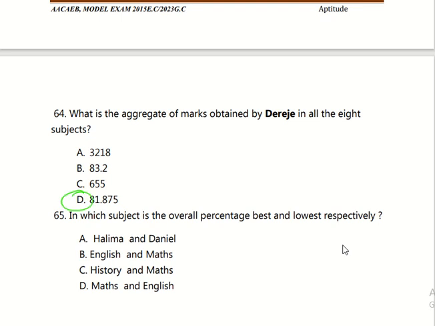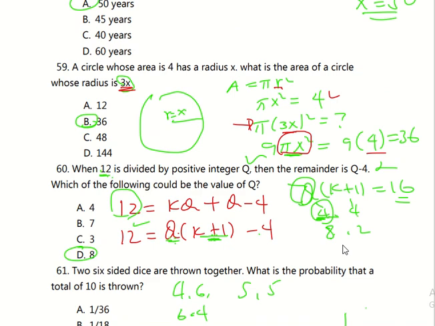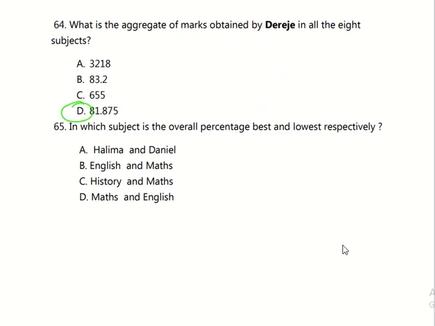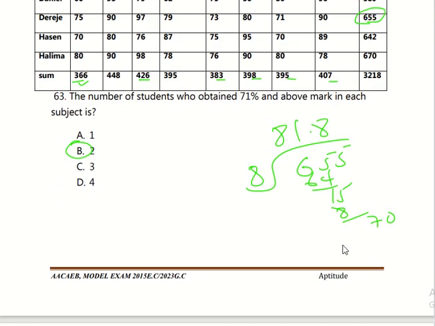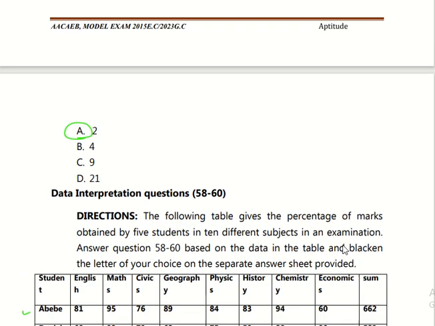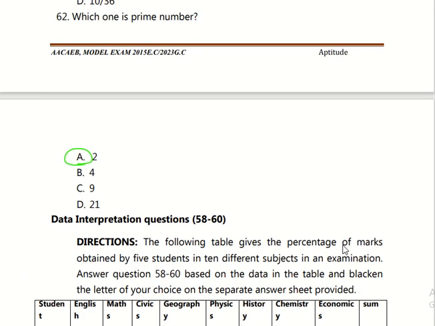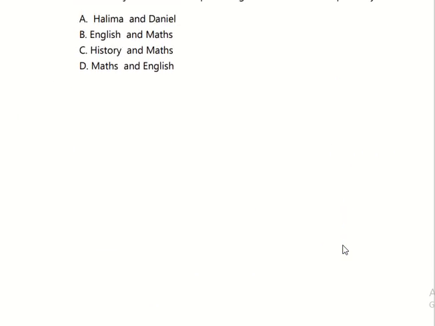In which subject is the overall percentage best and lowest respectively? For the overall subject, we have to see the number from each subject. The sum is given to us. For example, English sum 366, then 448, 426. So which number is largest from all these? 448. So that subject is what? Let us see, maths. It's amazing.